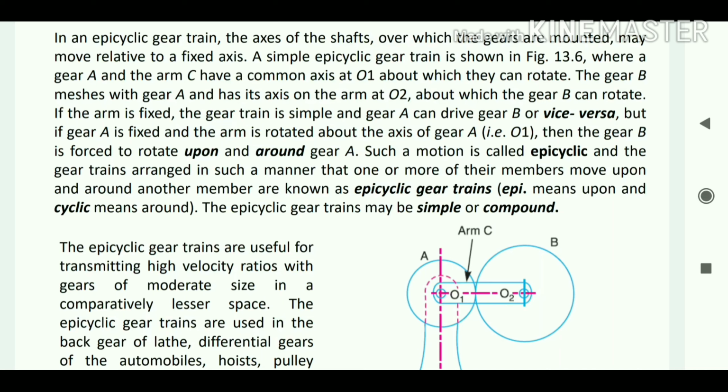If the arm is fixed, the gear train is simple and gear A can drive gear B or vice versa. But if gear A is fixed and the arm is rotated about the axis of gear A, then gear B is supposed to rotate upon and around gear A. Such a motion is called epicyclic, and gear trains arranged in such a manner that one or more of their members move upon and around another member are known as epicyclic gear trains.